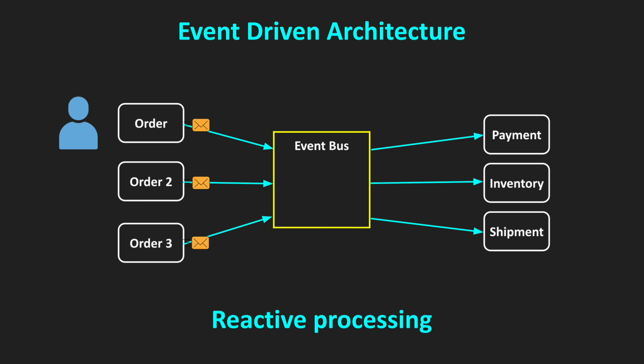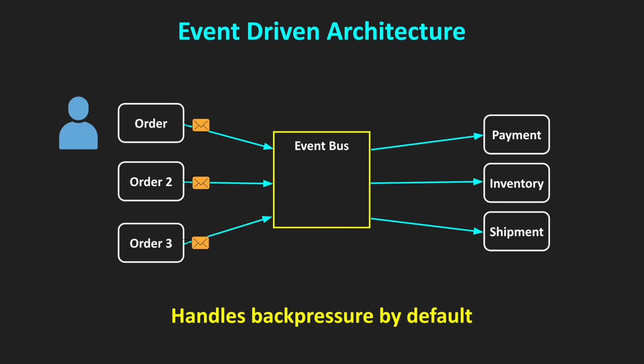We also call it reactive processing. So what does that mean in this case? Reactive processing means that our downstream systems react to the event. We have an event, and our downstream system reacts to those events. Also, in event-driven architecture, or reactive processing, we have back pressure handled by default.